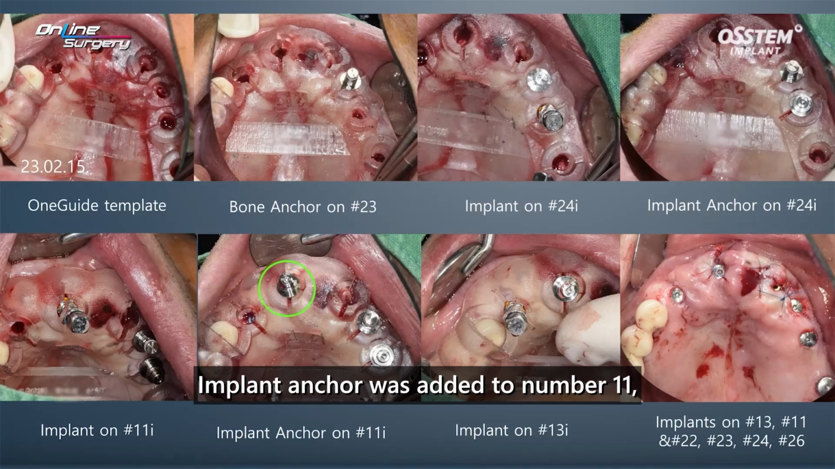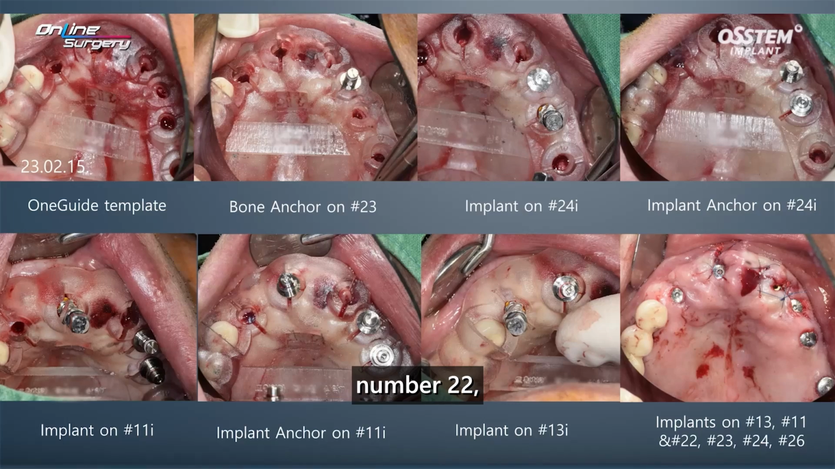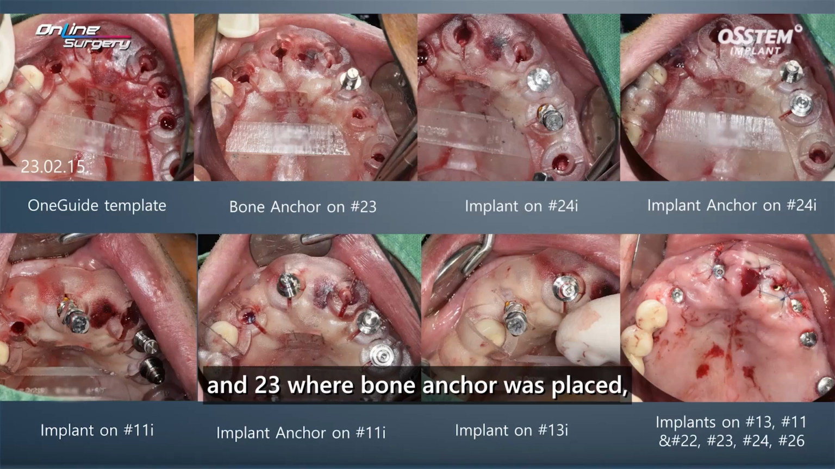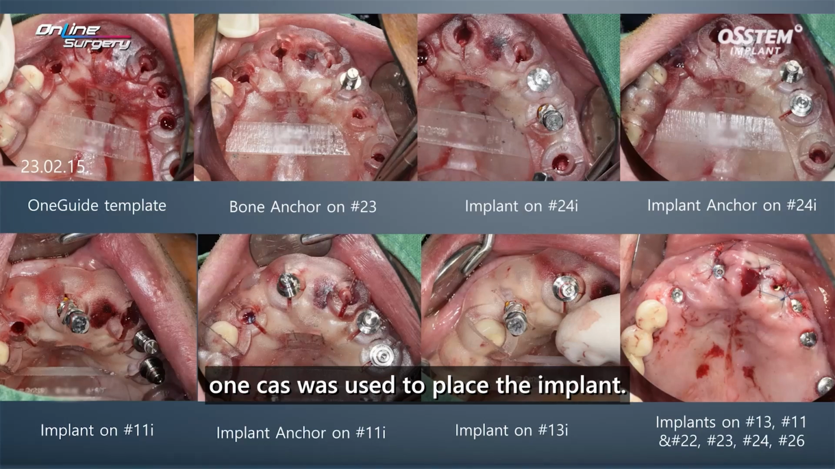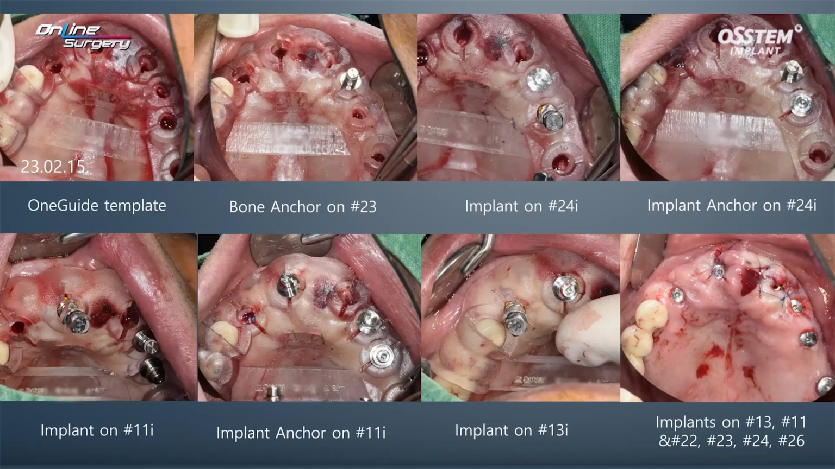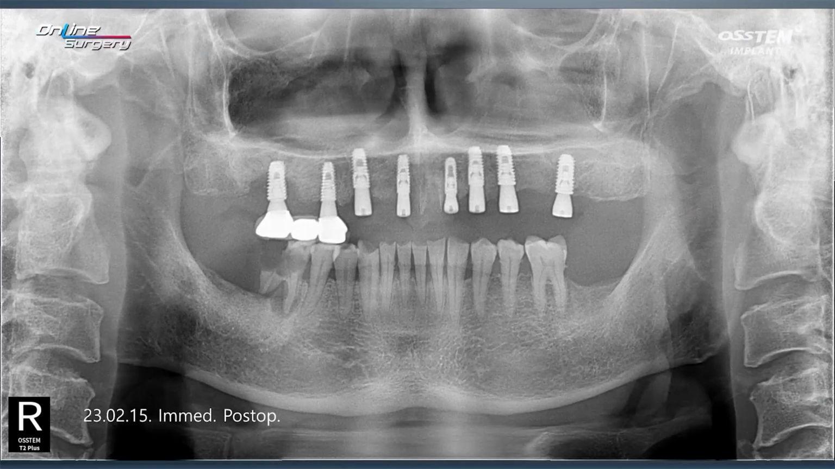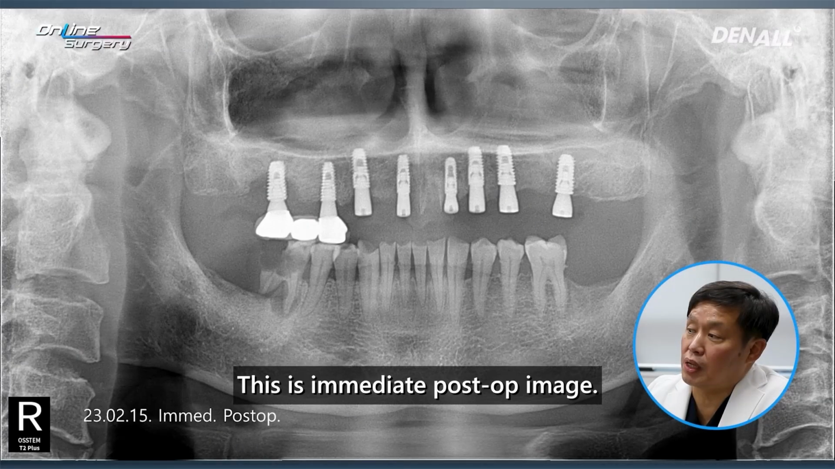Implant anchor was added to number 11 and implant was placed in number 13, number 22, and 23 where bone anchor was placed, and for number 26, OneCAS was used to place the implant. This is the photo after final implant placement. This is immediate post-op image.